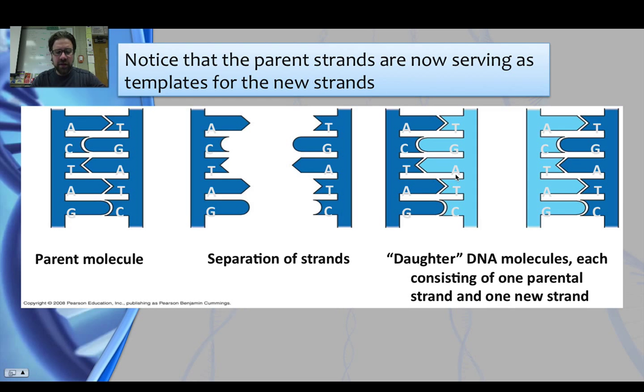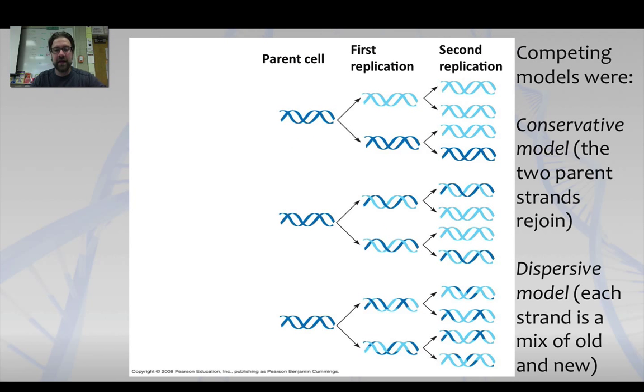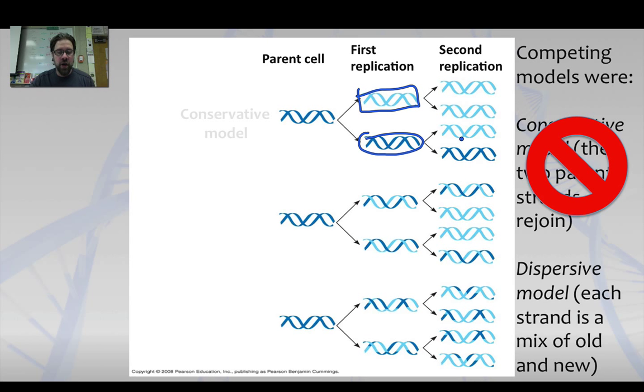So let's talk about those competing models just for a second, and it will bring the whole thing together. One of the first models brought forth was the conservative model, where the parent was able to produce a copy of itself, but then the parent came back together after producing the new daughter strand. Well, through a number of complicated experiments, this was disproven. This was not the case, so the conservative model is a big no.